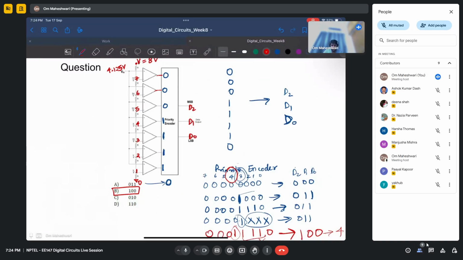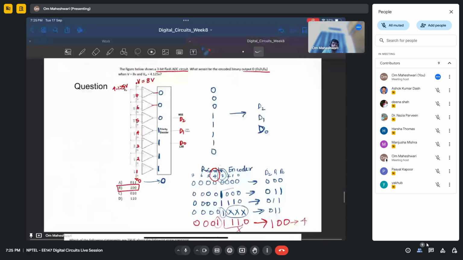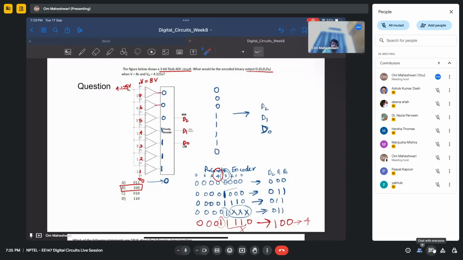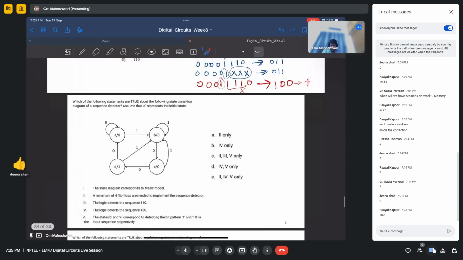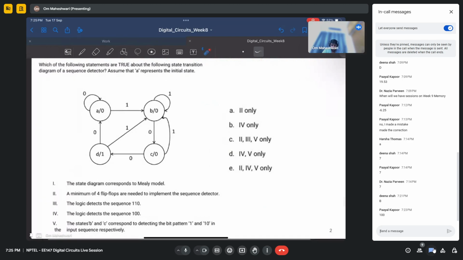So flash ADC is very simple. You just compare the input voltage with the voltage at every node. And if this is higher, it is 0. If this is higher, it is 1. Okay, so is it clear to all? All right. So let us move on to the next question.